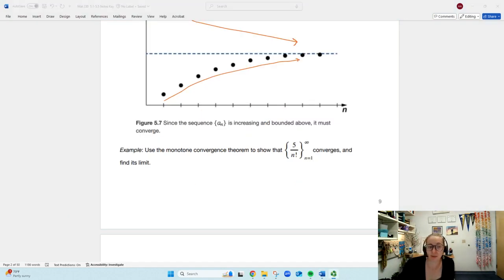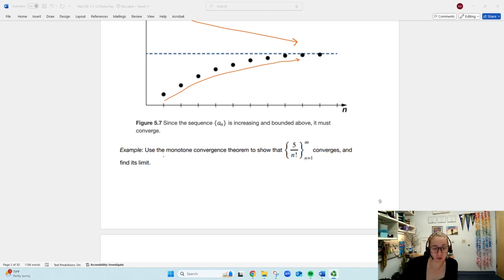Okay, very last example that I wanted to talk about, this monotone convergence theorem. It has to be monotone and bounded, and then we can say that it actually converges. This little exclamation point is factorial. It means we're multiplying all the numbers up to that n value. So if n was 10, it would be 1 times 2 times 3 times 4 times 5 times 6 times 7 times 8 times 9 times 10, all the numbers up to 10 multiplied together.